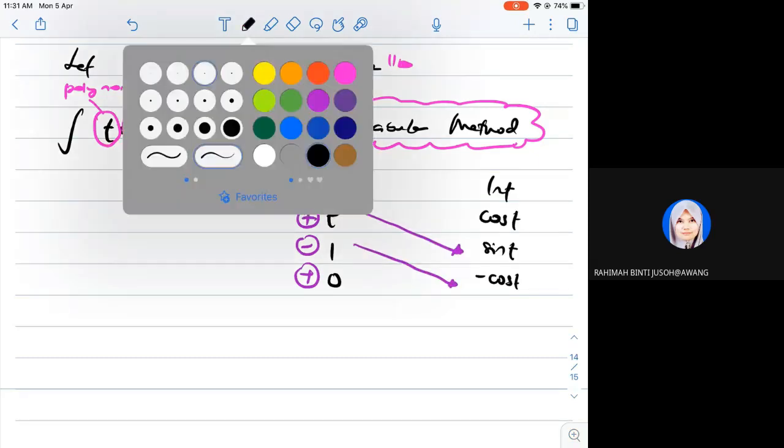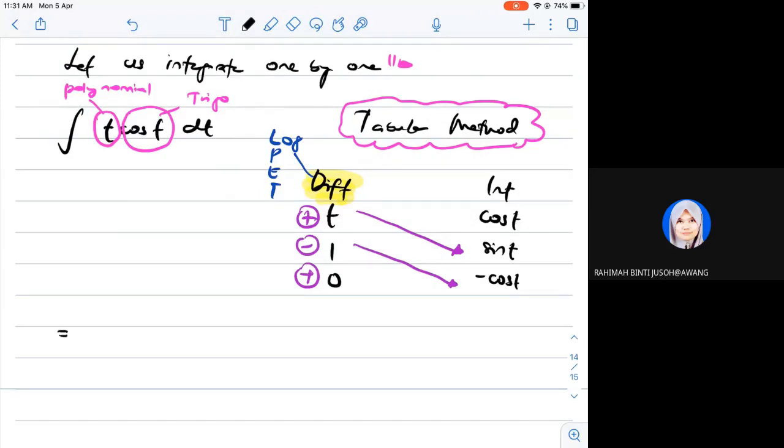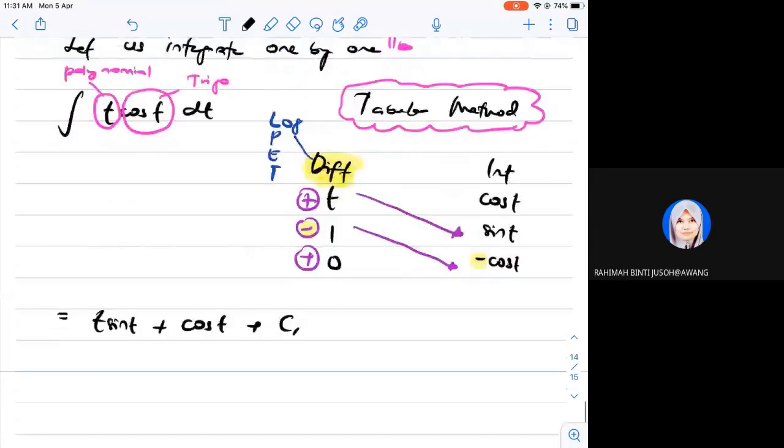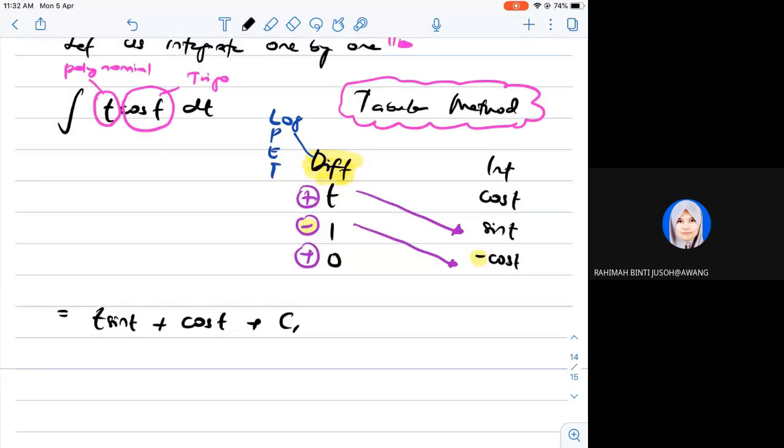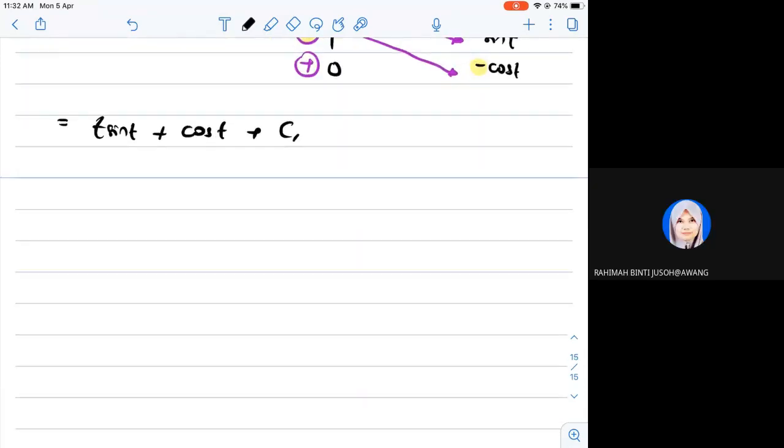Okay, dah. So this integration will become t darab sin t. So you dapat t sin t. And then minus, minus. Nampak tak ni? Ni minus, ini pun minus. So negatif 1 darab negatif cos t, you dapatlah plus cos t. Plus cos t plus constant lah C1. Jangan lupa plus C1. So dapatlah macam ni. Boleh faham? Boleh, madam. Ni hasil integration dia sebab kita pakai tabular method.